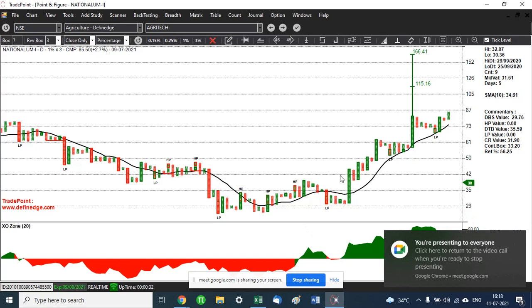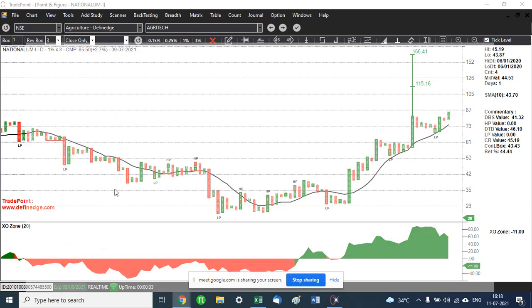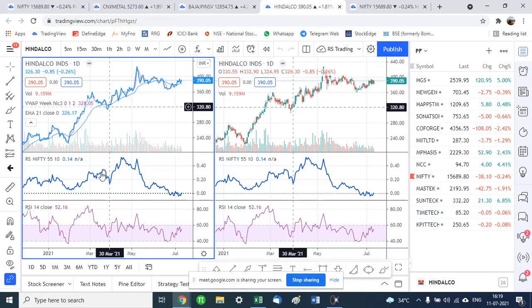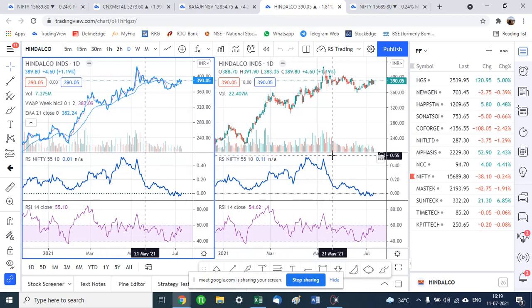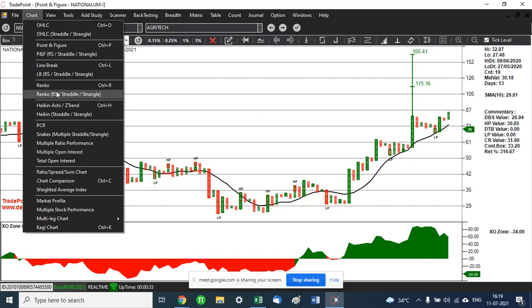Great. So now I'll also talk about, as you know, my favorite topic, relative strength. I've also presented a webinar on this topic and I had explained on TradingView how to apply a relative strength strategy. So I really like this relative strength technique for my trading. In point and figure charts also, we can use relative strength as well. So we go to chart, there's an option for point and figure relative strength.